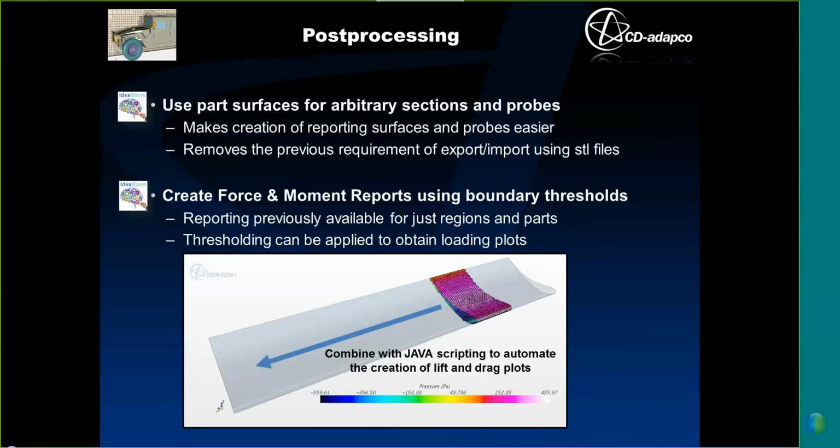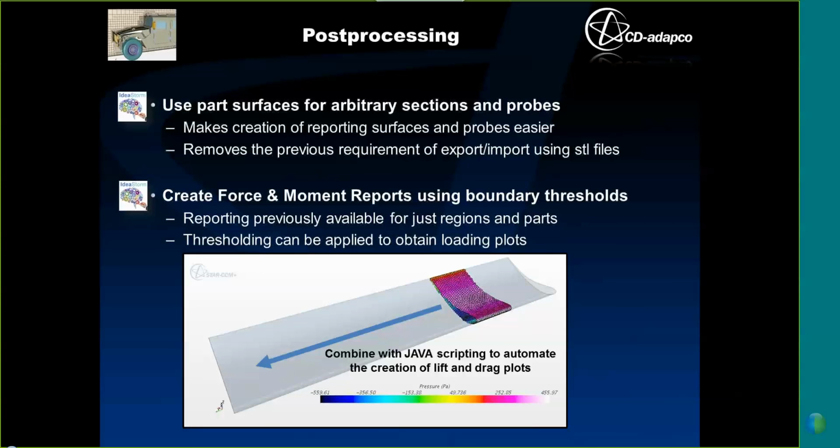Another highly requested improvement for post-processing is the ability to use part surfaces for arbitrary sections and probes. Previously you would have to take a part, export it, and then re-import it as an arbitrary surface. And now you can do that directly from within the software. There's no need anymore to export and re-import parts to create arbitrary surfaces.